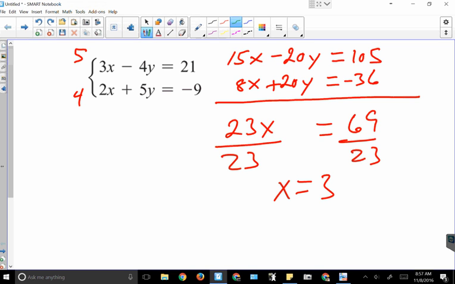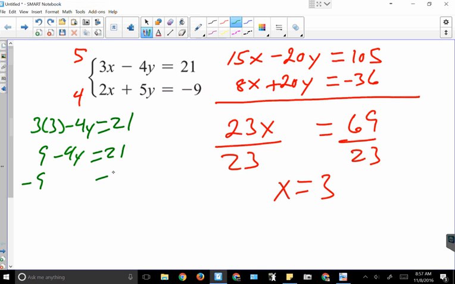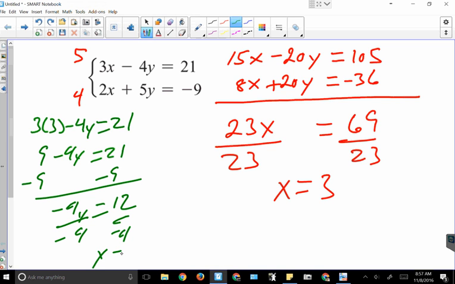So if I were to take 3 times 3 minus 4y is equal to 21, 9 minus 4y is equal to 21, subtract 9, subtract 9, I end up with negative 4y is equal to 12, divide by negative 4, divide by negative 4, and y is equal to negative 3. Okay?